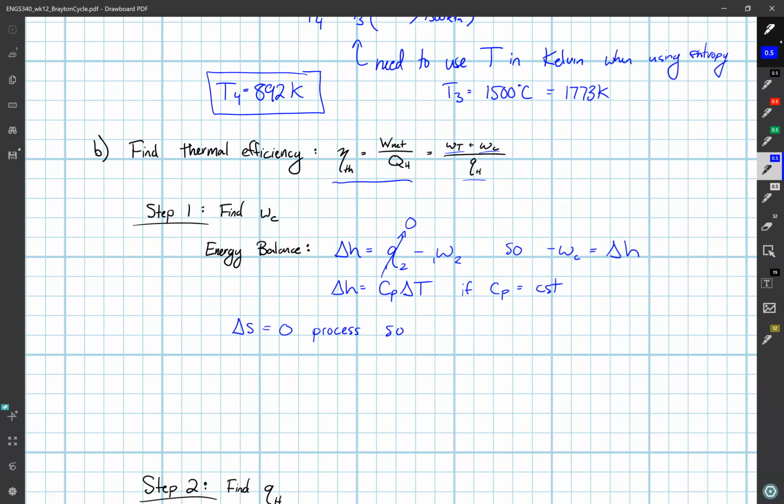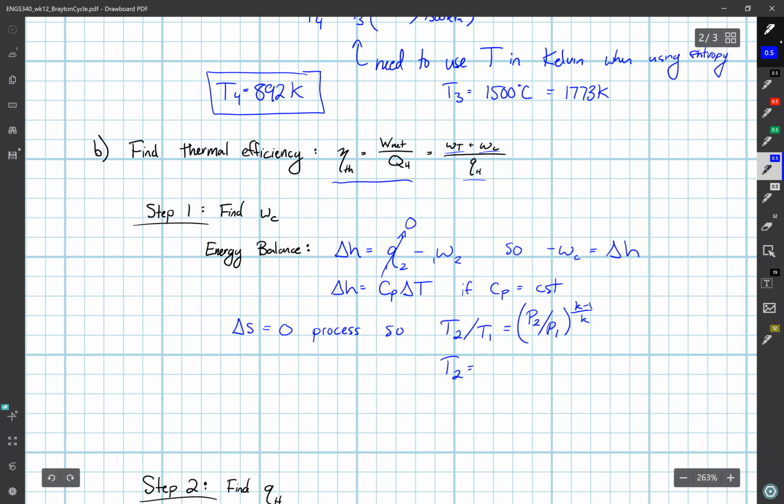So we can use some of these equations to find our, if we know the pressures and we know temperature, we can relate pressures and temperatures across a delta S equals 0 process using an equation like this. T2 over T1 is equal to P2 over P1, right? The exact same equation we just used, to the power of K minus 1 over K. We can plug in our temperatures. Again, we're going to be using temperatures in Kelvin.